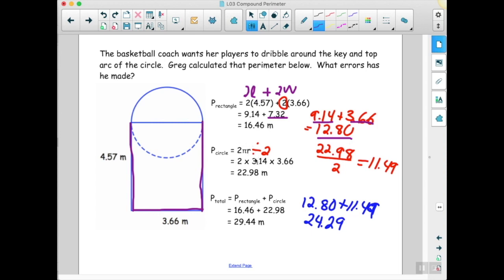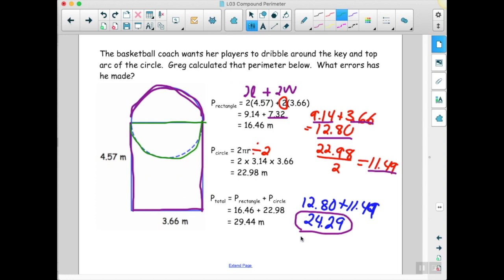And this formula here, 2 pi r, is for going all the way around the circle, but we're only going halfway around that circle there. So I'm going to have to divide this by 2. So I'm going to take 22.98, divide by 2, and I will now get 11.49. And then the perimeter should actually be 12.8 plus 11.49, which is 24.29. So the mistake Greg has made is he included this, and he included that when they shouldn't be included. All right, next slide.